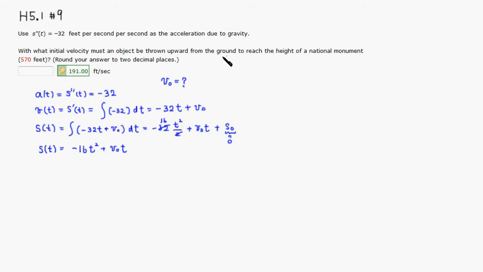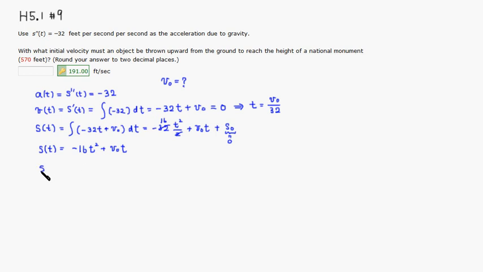Then we want to make sure that this reaches 570, so that going upward from the ground it reaches the height of the national monument. The highest point is going to happen when the velocity is 0. So we set that equal to 0, and we find that t is equal to v0 over 32. So plug it in.